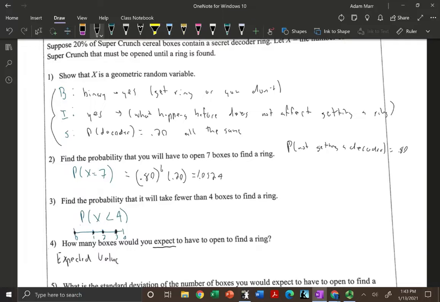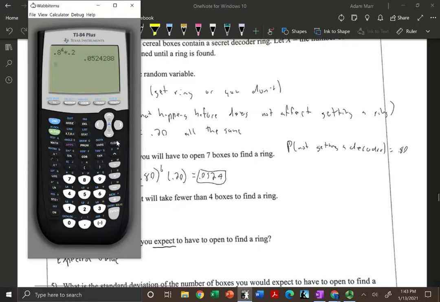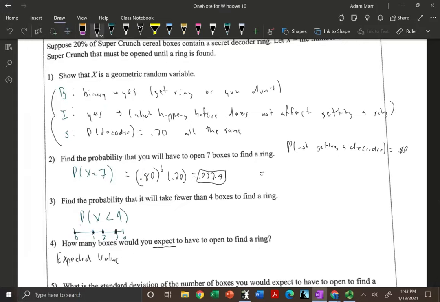Now, if you're comfortable just doing all of these on the calculator, you could do it that way also. This would be geometric PDF, right? Because it's just one specific instance, opening just 7 boxes. In this case, we don't have a set number of trials. So all that's going to be here is your probability of success, which is 0.20, and your X value, which is how many boxes you want to open up. In this case, it's 7.